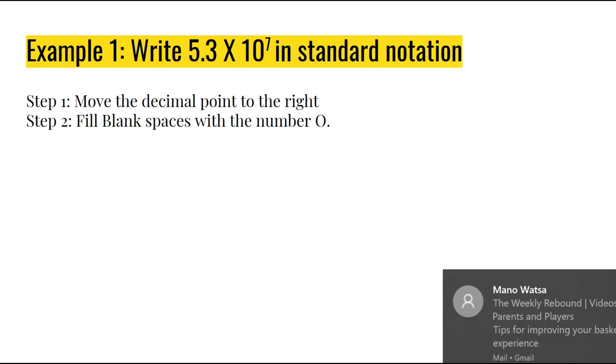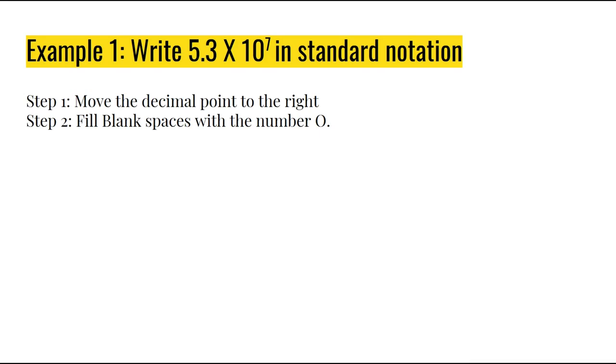So they give us this number. Write 5.3 times 10 to the 7th in standard notation. Standard notation just means that they want us to write it out as a larger number. Okay, scientific notation always has a number between 1 and 10 multiplied by a power of 10. Okay, in this case 10 to the 7th. All that means is every time we multiply by a power of 10, we move our decimal point to the right. We make it a bigger number.